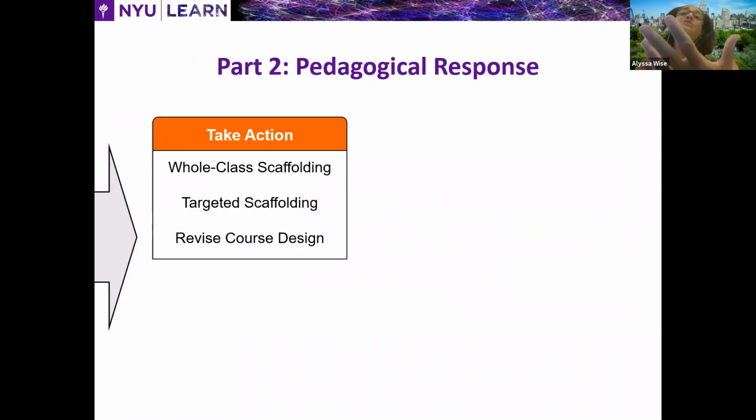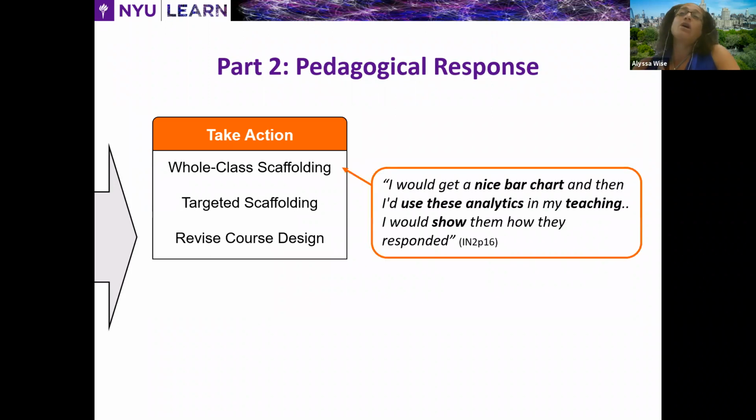So looking at pedagogical response, 3 years ago, we saw very little taking action. We saw a lot of people talking about how they might someday take action. And these are the 3 kinds of action they talked about. Whole class scaffolding, which sort of said, okay, it looks like a lot of students aren't doing something. I need to do something for the class as a whole. I need to go in and re-explain something. I need to give them a new activity. I need to give them a new resource.